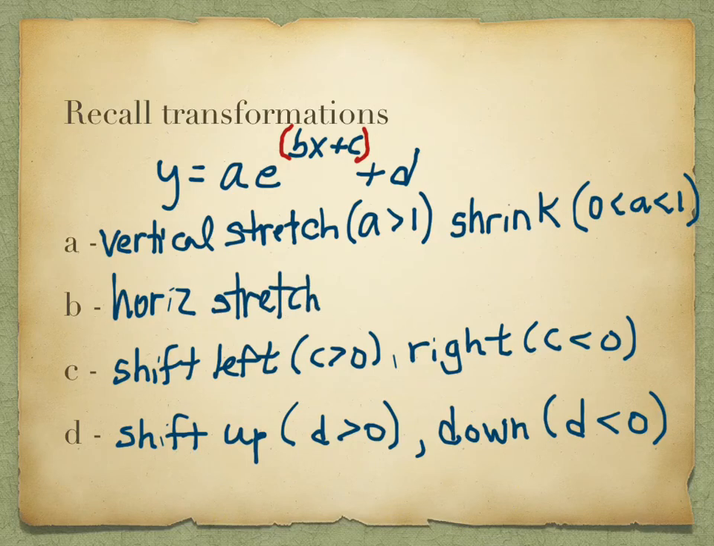Or shrink. And just like I said when we did C, the value for C, everything works backwards of what happened on the other one. So when would I get a horizontal stretch? It's when the B value is between 0 and 1 that it actually horizontally stretches it.